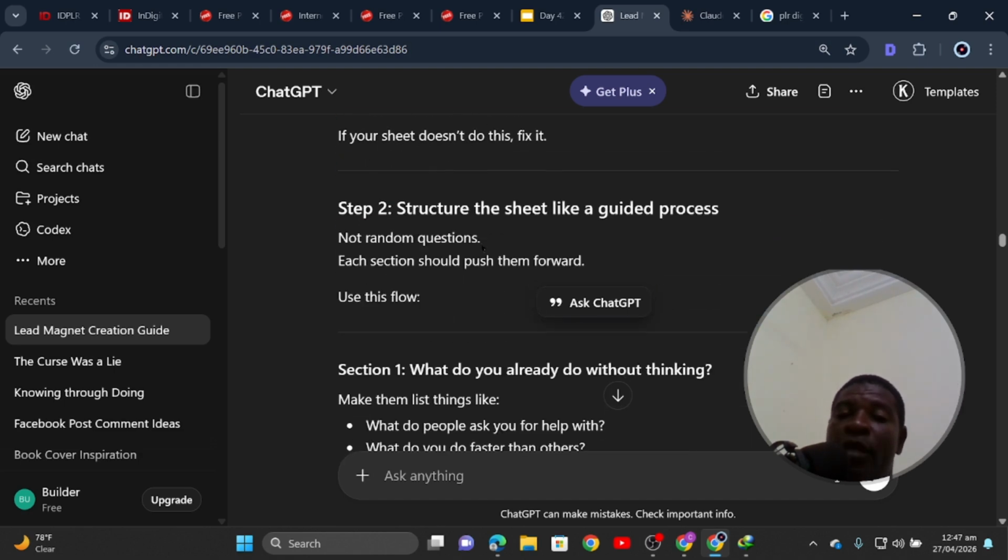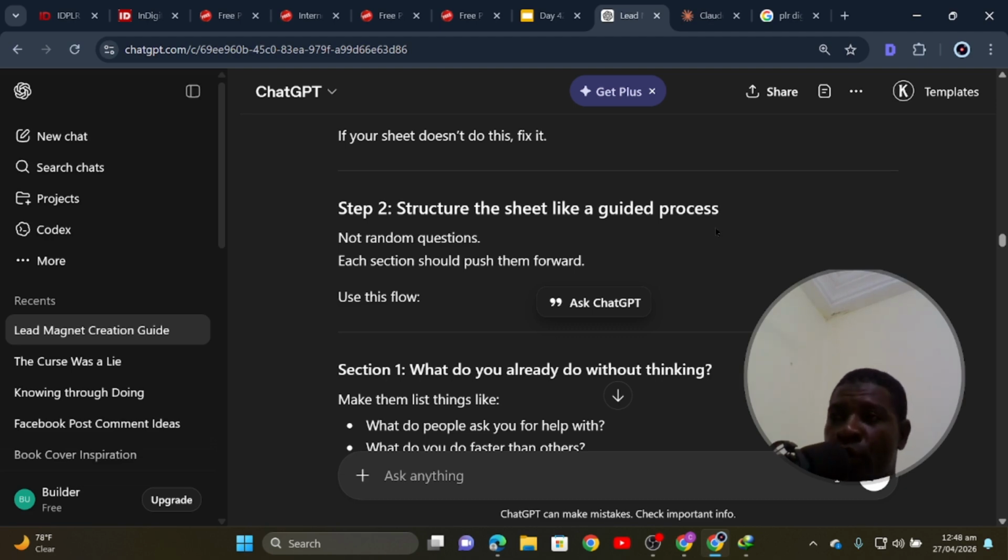You understand? Then you structure the sheet like a guided process. After you have chosen that particular solution, now break it down. What are the steps that they have to go through in order to finish that solution? Is this something that they have to sit down and read? Is this something they have to read and write, give their answer, where you ask them questions, and they answer this way, okay? Put your answer in this category. This is how the solution is supposed to go. So structure the sheet like a guided process.